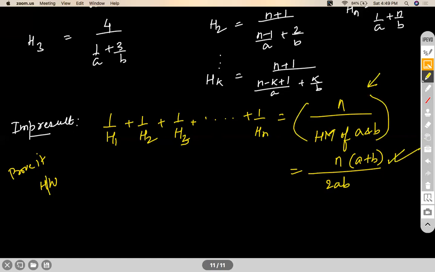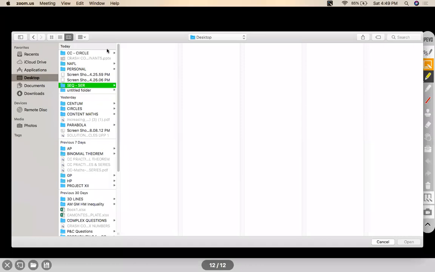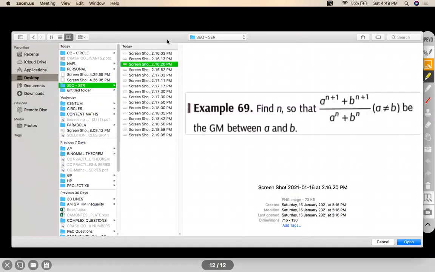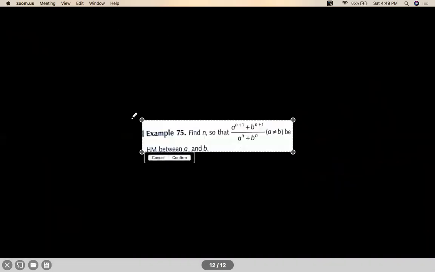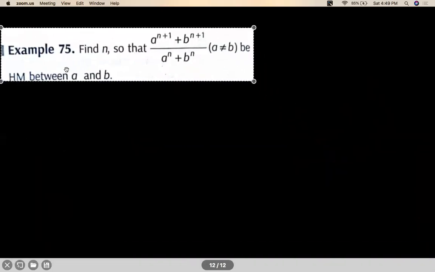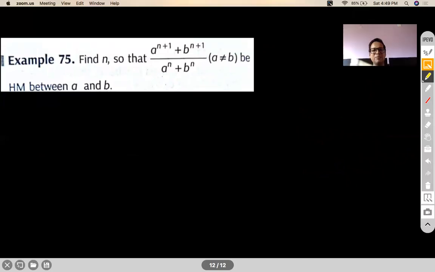Is it fine? Any questions? Okay, the same question that we had taken for AM and GM, we are now going to do it for HM. Find n such that (a to the power n plus 1 plus b to the power n plus 1) by (a to the power n plus b to the power n) is the harmonic mean between a and b.